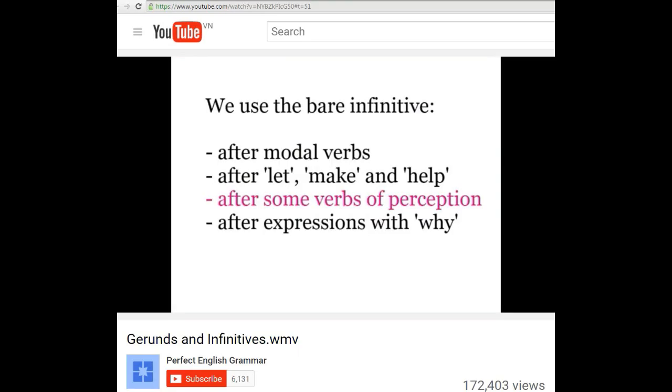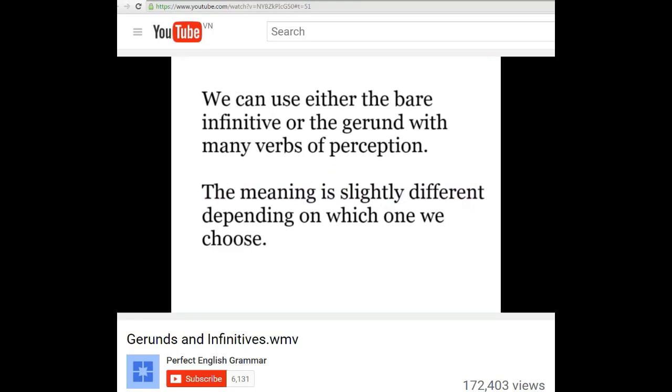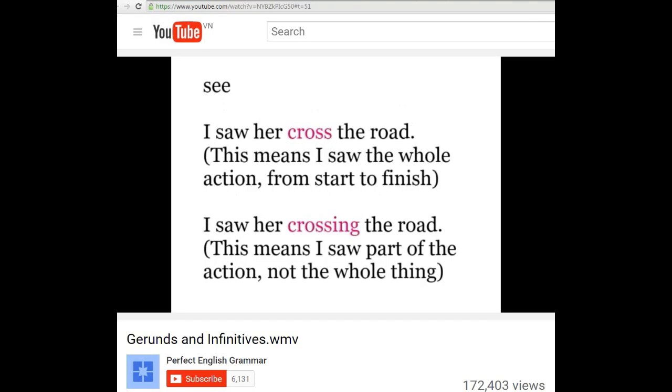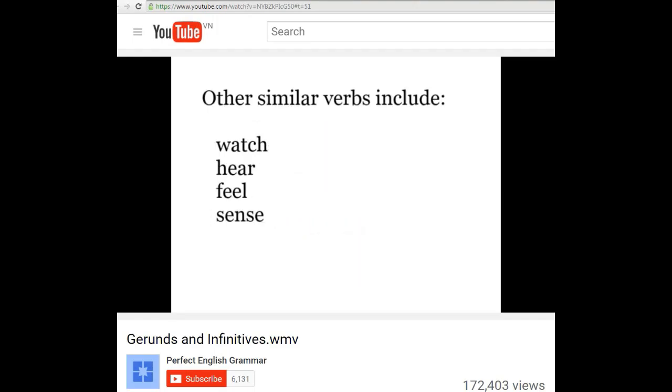We use the bare infinitive after some verbs of perception. We can use either the bare infinitive or the gerund with many verbs of perception. The meaning is slightly different depending on which one we choose. Let's take see as an example. I saw her cross the road. This means I saw the whole action from start to finish. On the other hand, I saw her crossing the road. This means I saw part of the action, not the whole thing. Other similar verbs include watch, hear, feel, and sense.